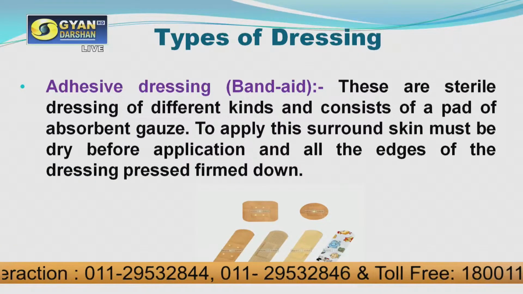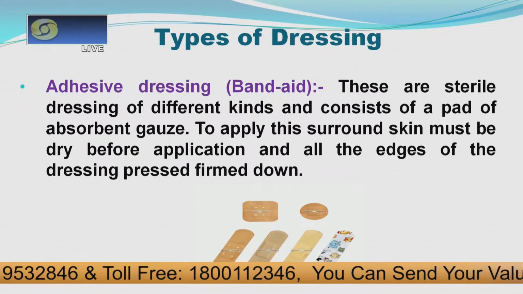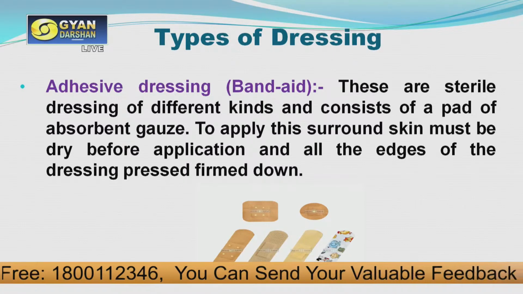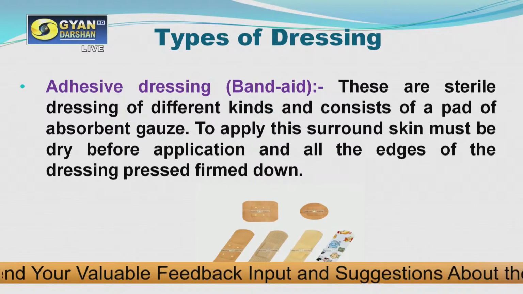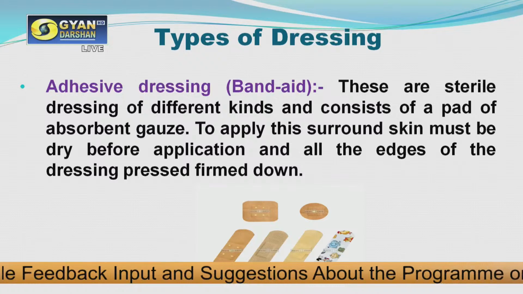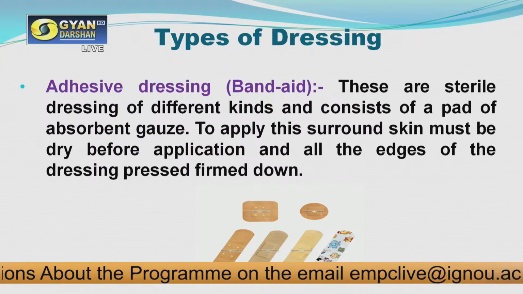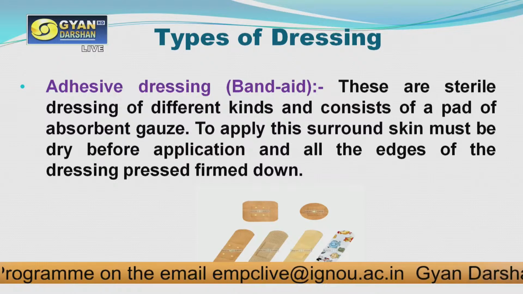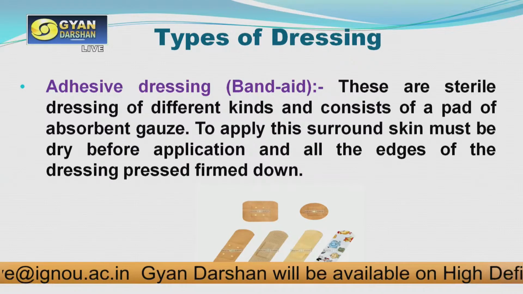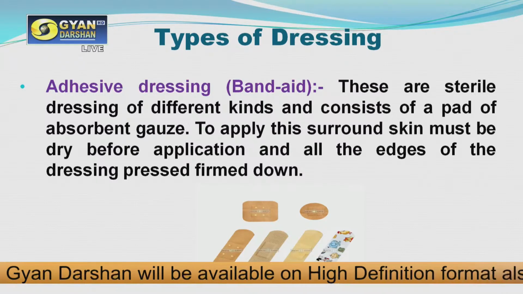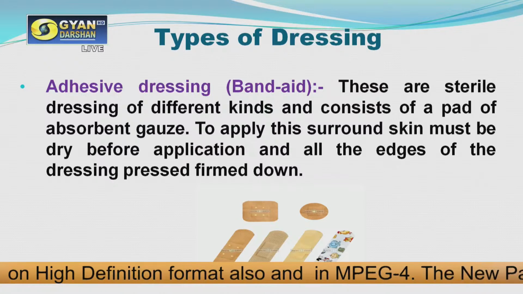So now, after knowing the indications for dressing and the contraindications in some wounds, let us see the types of dressings. There are various types: adhesive, non-adhesive, gauze dressing, as well as improvised dressings. So what is the adhesive dressing? You must have seen the band-aids, which are sterile dressings of different kinds.